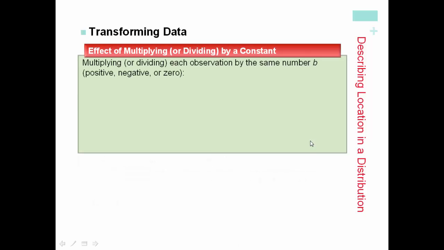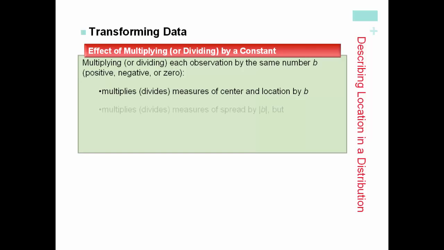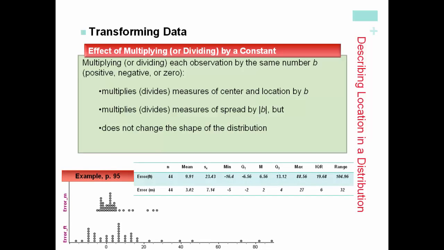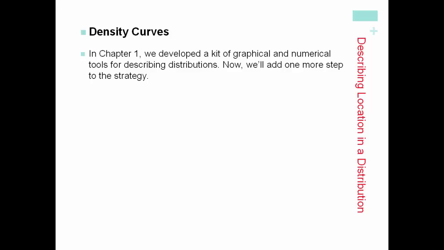What would then be the effect of multiplying by a constant? If we multiply the measures of center and location by B, we multiply the measures of spread by the absolute value of B, but it does not change the shape of the distribution. So if we multiply by that value of B, again it won't change the shape.